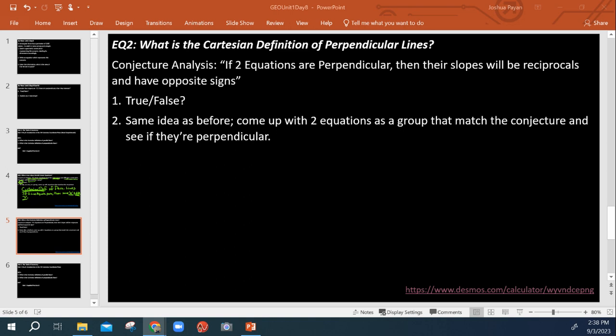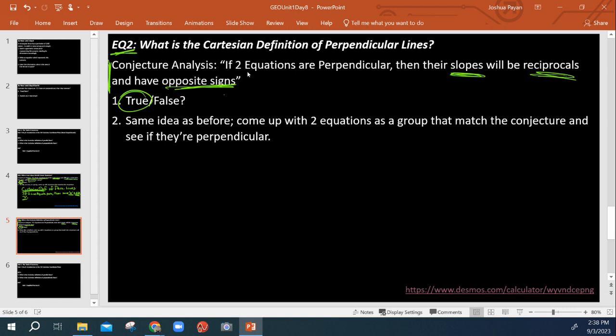All right, so really briefly, we're going to talk about the Cartesian definition of perpendicular lines. In it, we see we have this conjecture, and if we take a minute to read it, and if you need to pause, you can, we know that it's absolutely true. If two equations are perpendicular, then that means their slopes will be reciprocals and have opposite signs.